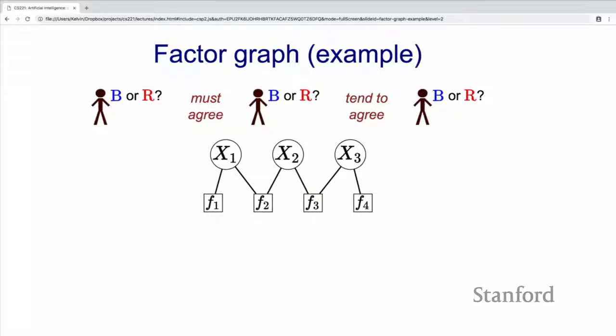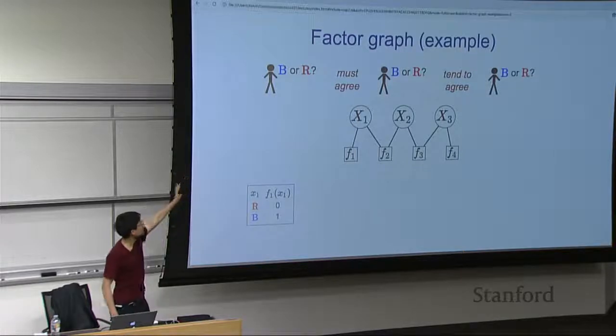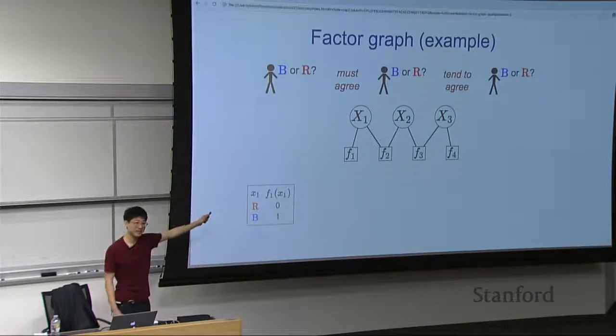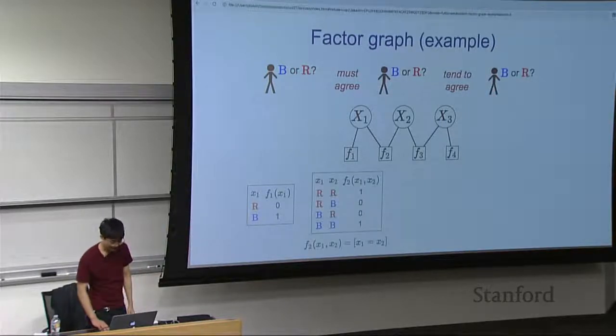In this case, each variable x represents one of the people, and the factors encode their ability to agree with each other, as well as their own personal preferences. So f1 here is only a function of x1, and it tells us that it is only happy if x1 chooses blue. So this is saying that the first person has to have blue. If you pick red for the first person, he's extremely unhappy, and we'll put 0 for the overall weight.